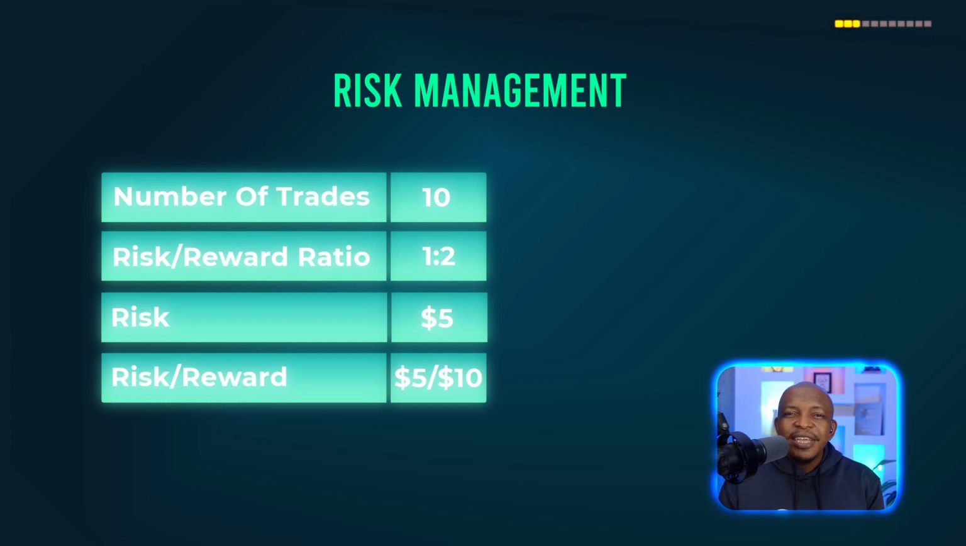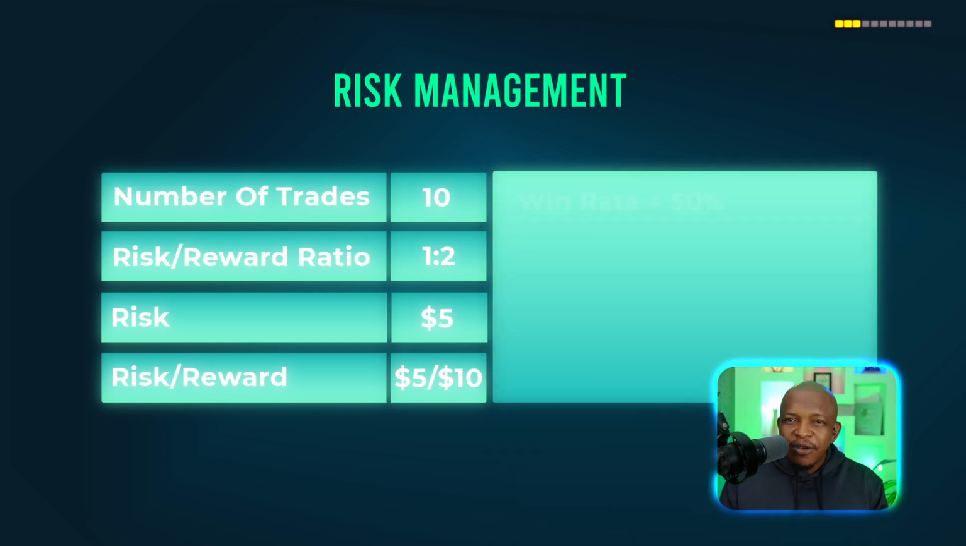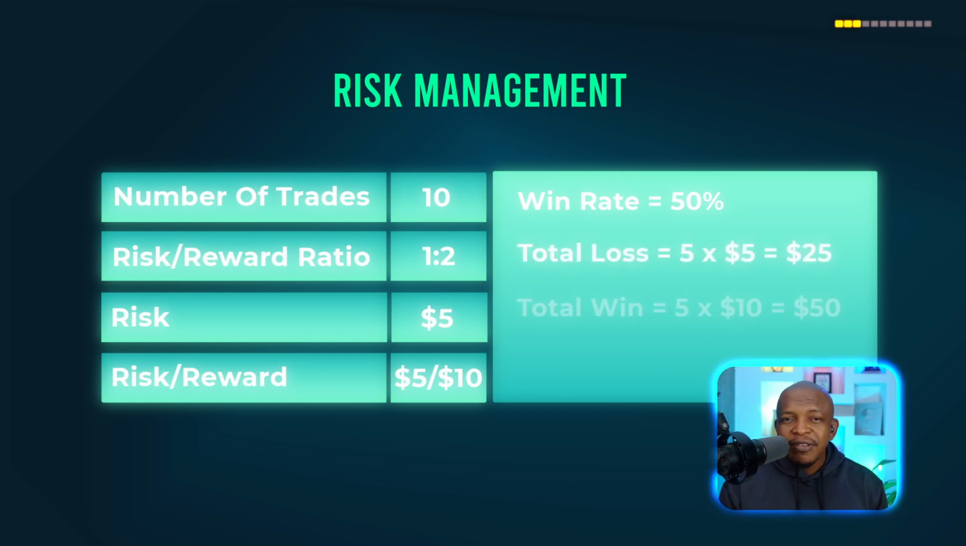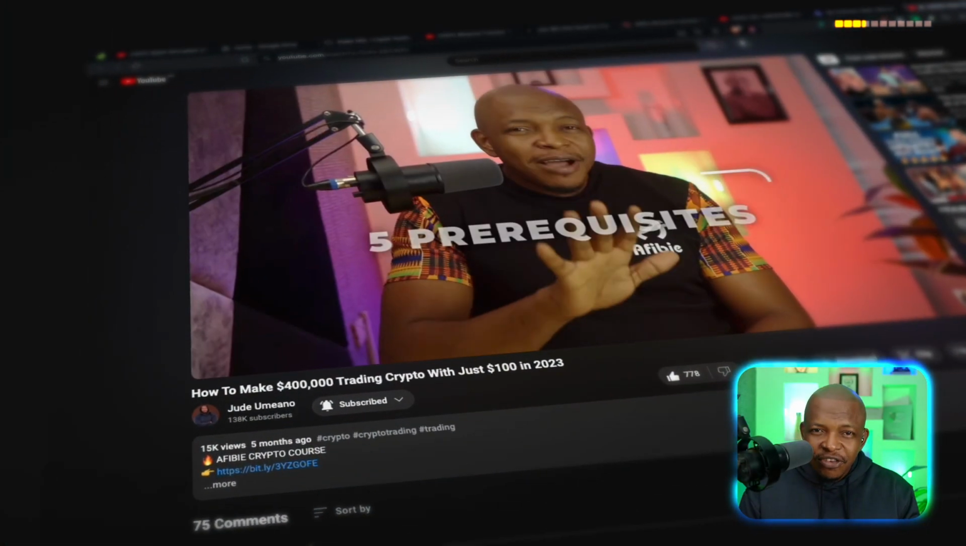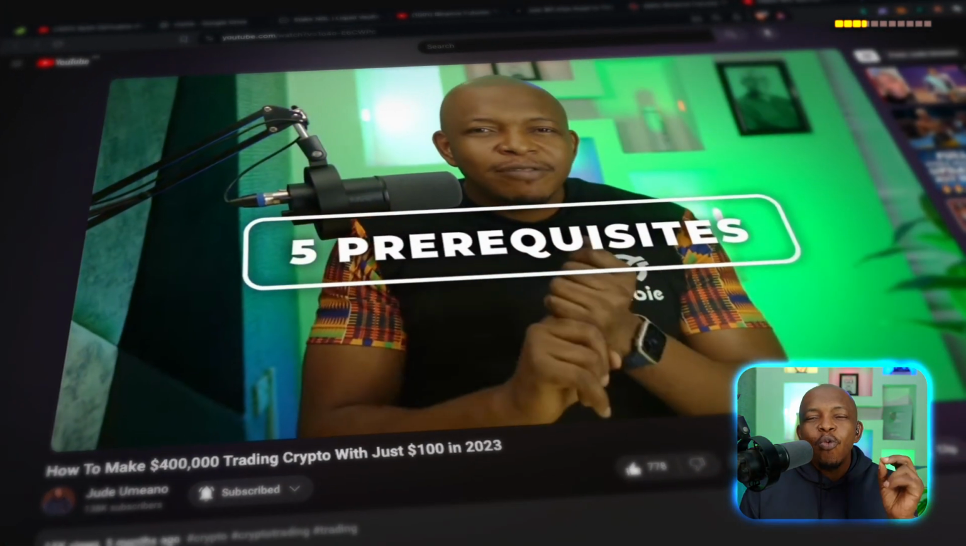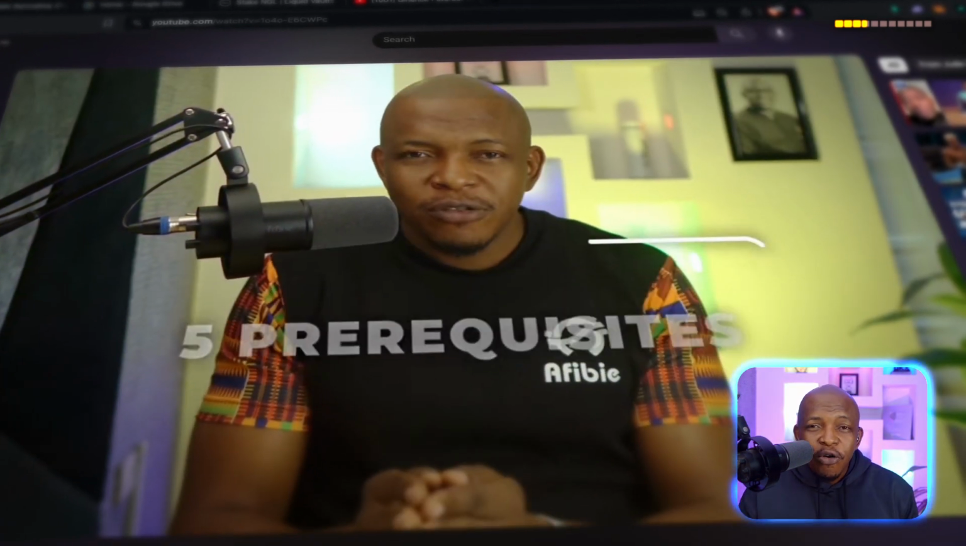10. So if I take 10 trades with a 50% win rate, my total loss will be $25 and my total win will be $50, giving me a net profit of $25. I hope this makes sense. Once you can maintain this consistency, you can then use the accumulation strategy I have taught on this channel to grow $100 to $100,000 in a year.